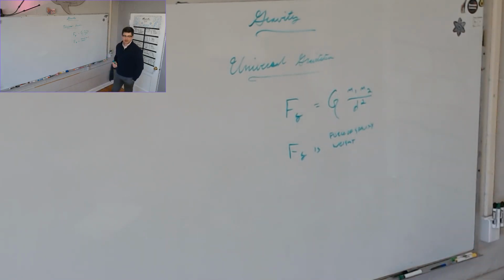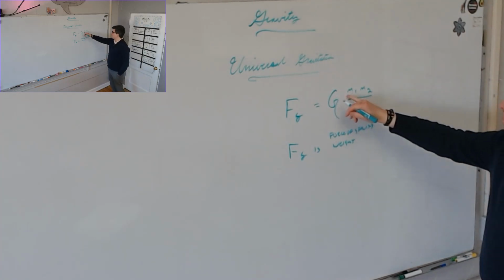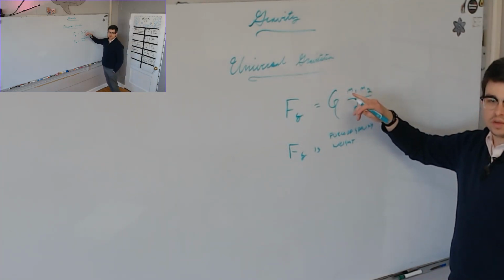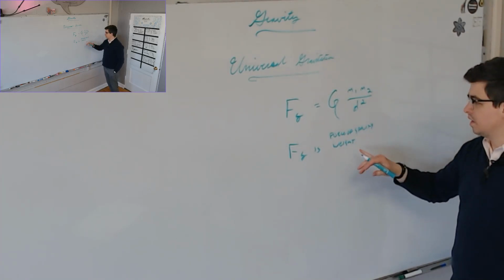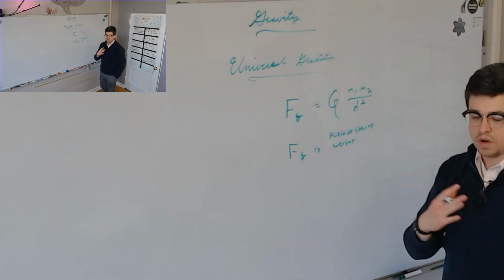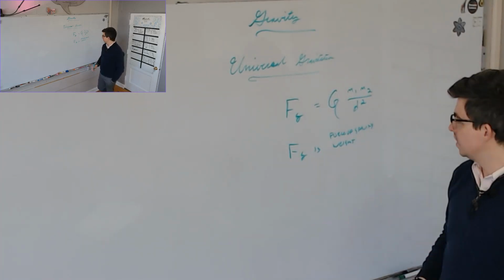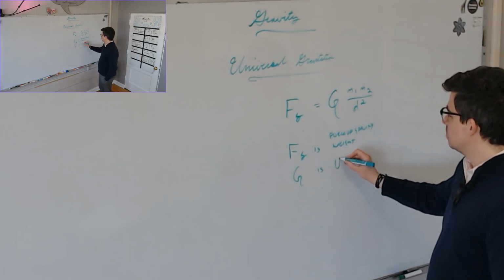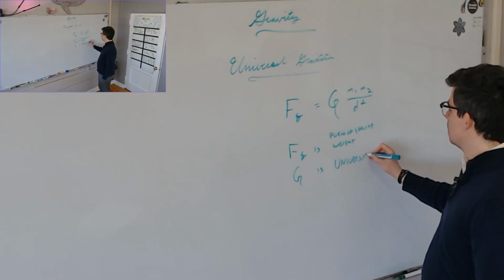I'm not going to write it, but this means of M1 in the field of M2 or M2 in the field of M1. It's the same. It's the force of gravity of those two objects attracting each other. It's mutual. It's an interaction. Capital G is the universal gravitation constant.